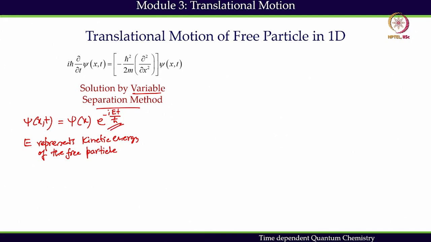So, as usual, what we do, we insert this solution into the TDSE, that is exactly what we have done always, and if I insert it, then immediately I get the time independent Schrödinger equation, which will be given by h cut square by 2m, second derivative of psi x equals E psi x. Note that here I have used partial derivative and here I have used total derivative, because it depends on only x, and here psi depends on both x and t.